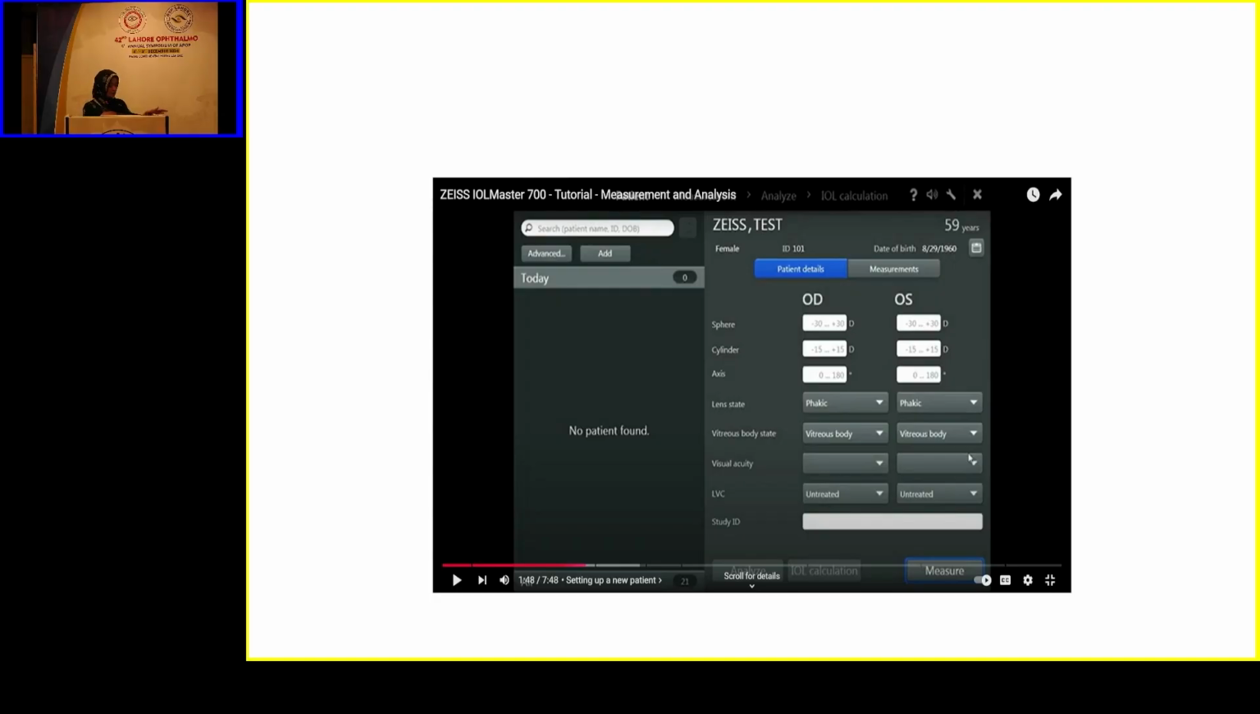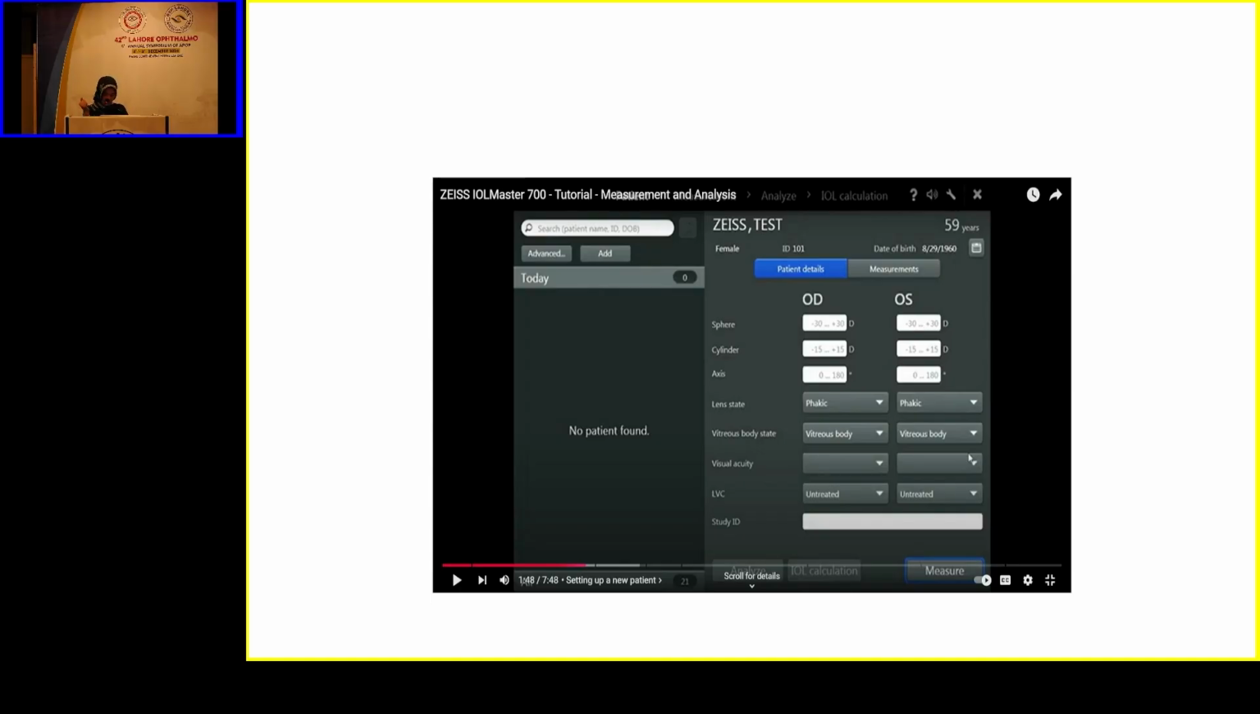So this is the layout where you enter the data. I'd like to draw your attention to the vitreous body state, from where we can pick either the vitrectomized eye or siliconized eye. And in case of a siliconized eye, it calculates true emmetropia so that in a couple of months, when the oil is removed, there are no refractive surprises.